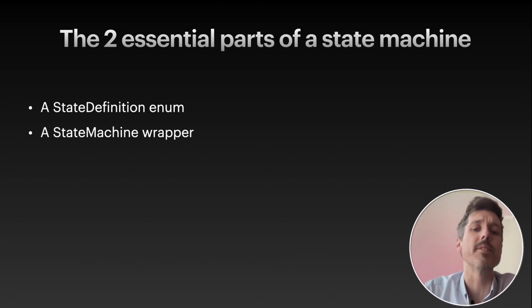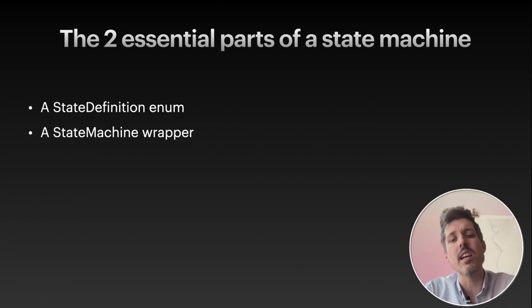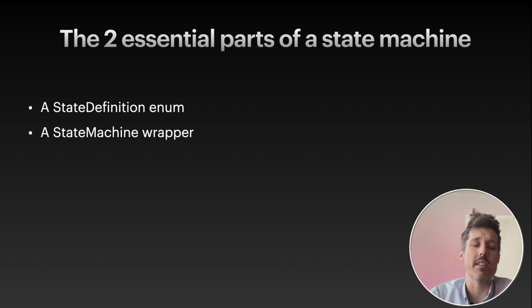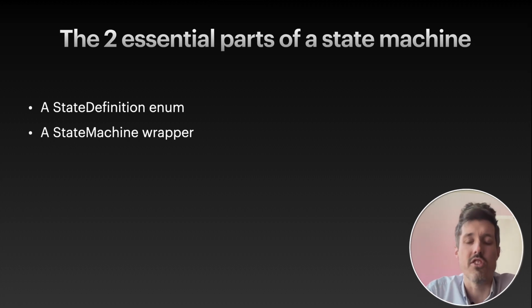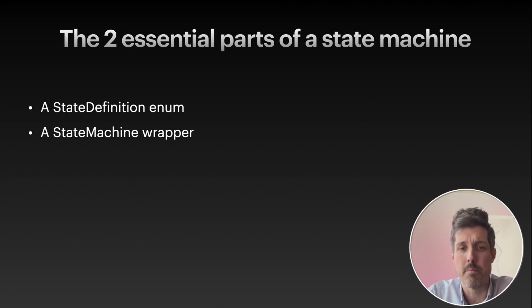The second part of this solution is creating a state machine wrapper class. This class is going to wrap the current state of your state machine and communicate state transitions to the rest of the app. This is also the component that has the facilities that your app is going to need in order to trigger state transitions when events happen.